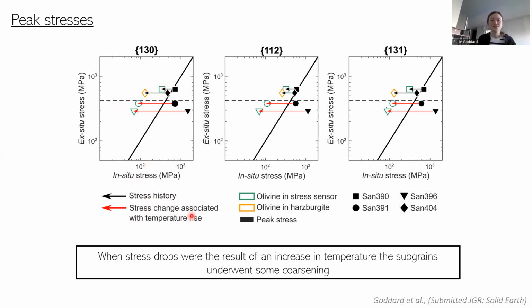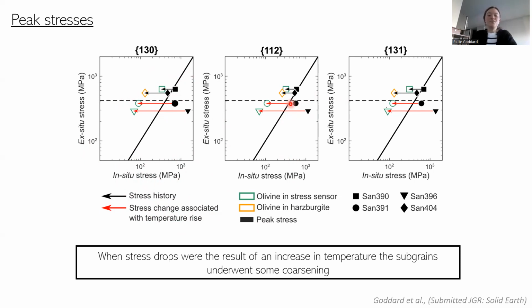And you can see the stress histories with these arrows, with the black arrows representing a change in stress that was the result of a change in strain rate, and the red arrows indicating a change in stress that's associated with a temperature rise. And what's interesting is that in these stress histories where we drop the stress very quickly using a change in strain rate, you actually are recording the peak stress that is experienced by the sample. But when we're looking at a change in temperature, which is associated with a temperature rise, you can see that the subgrains kind of record somewhere intermediate between the peak and the final stress.